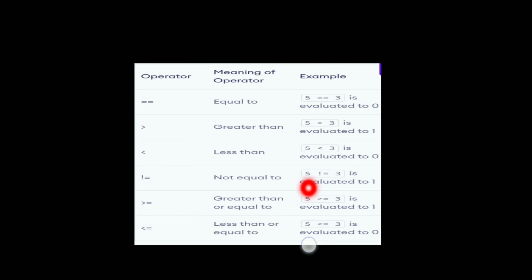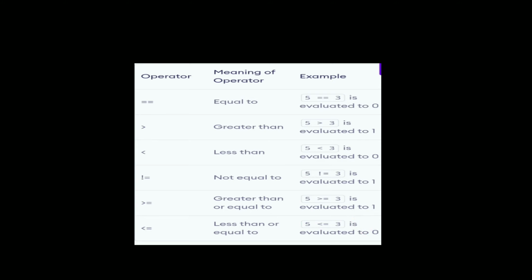Here 5 not equal to 3. 5 is not equal to 3, the condition is true, so it gives 1. 5 is greater than or equal to 3, the condition is true, it returns 1. 5 is less than or equal to 3, the condition is false because it evaluated to 0.